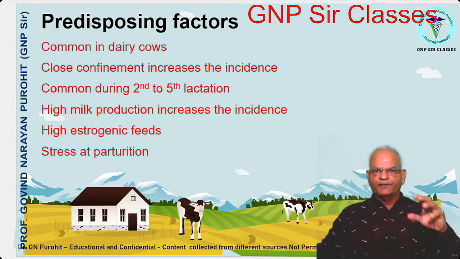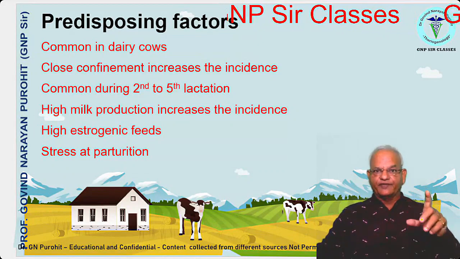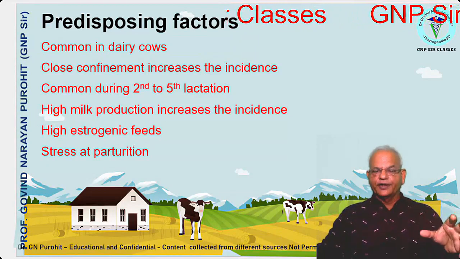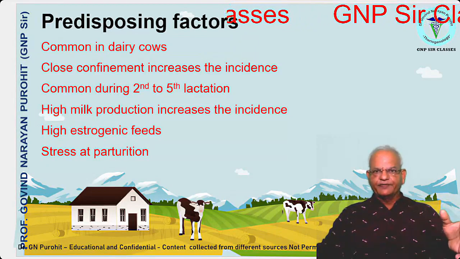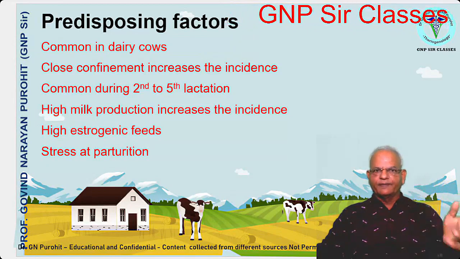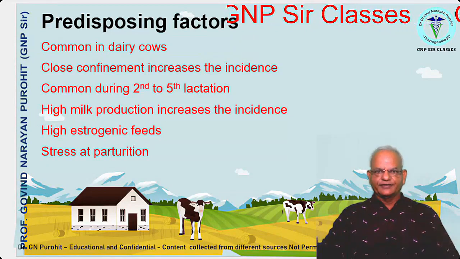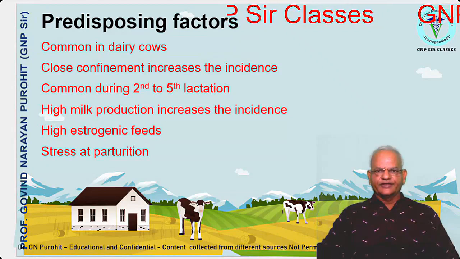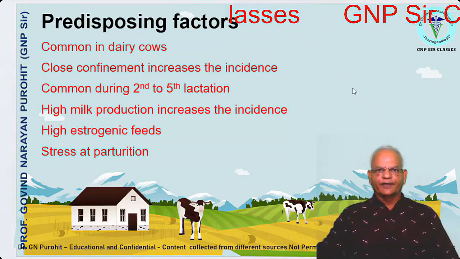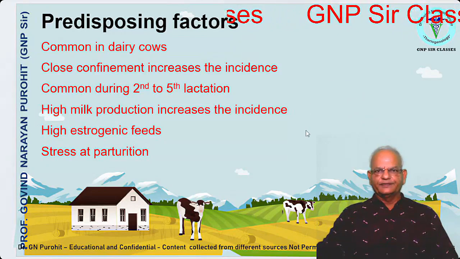Then, if cows are fed high estrogenic feed, say if cows are fed with alfalfa, sweet clover, or even cabbage during the winter season, then that can lead to the development of ovarian cysts in dairy cows. And stress at parturition could be another reason for development of the ovarian cysts.